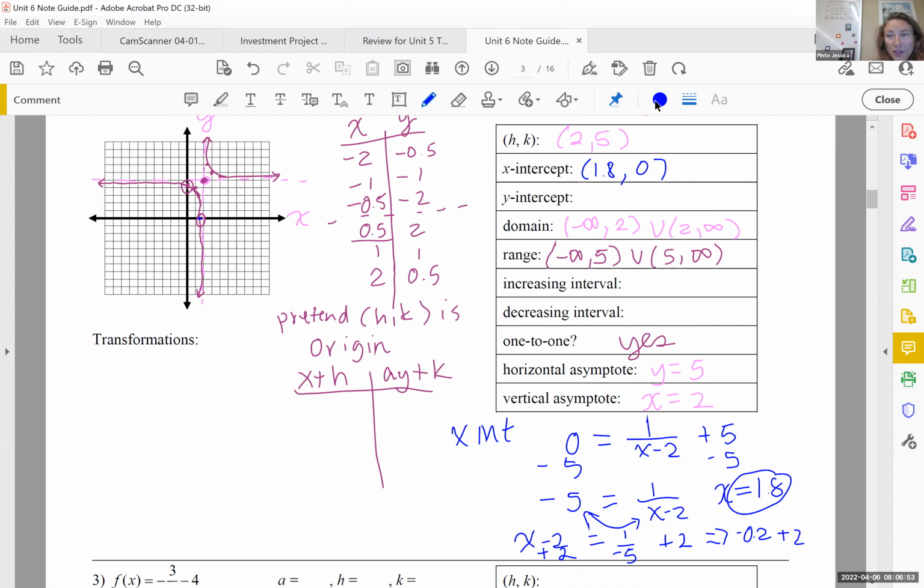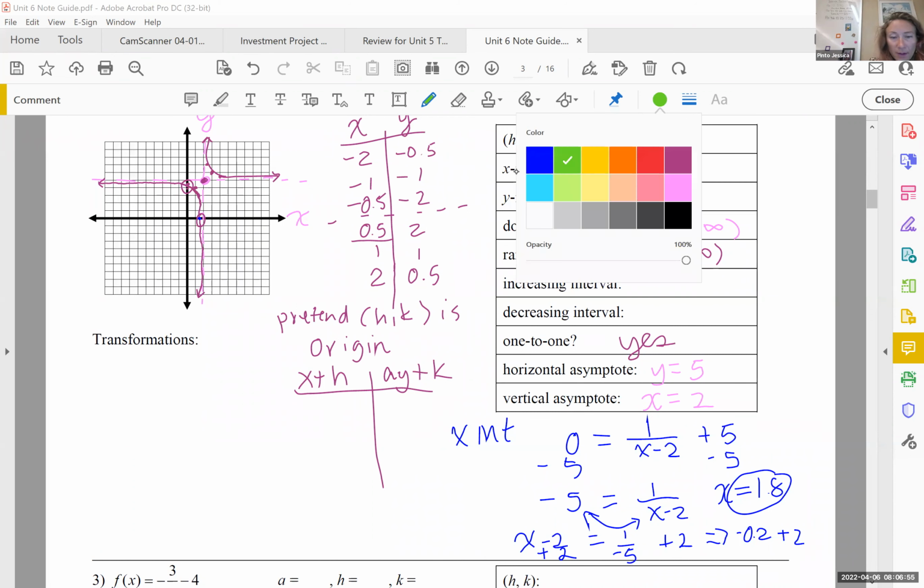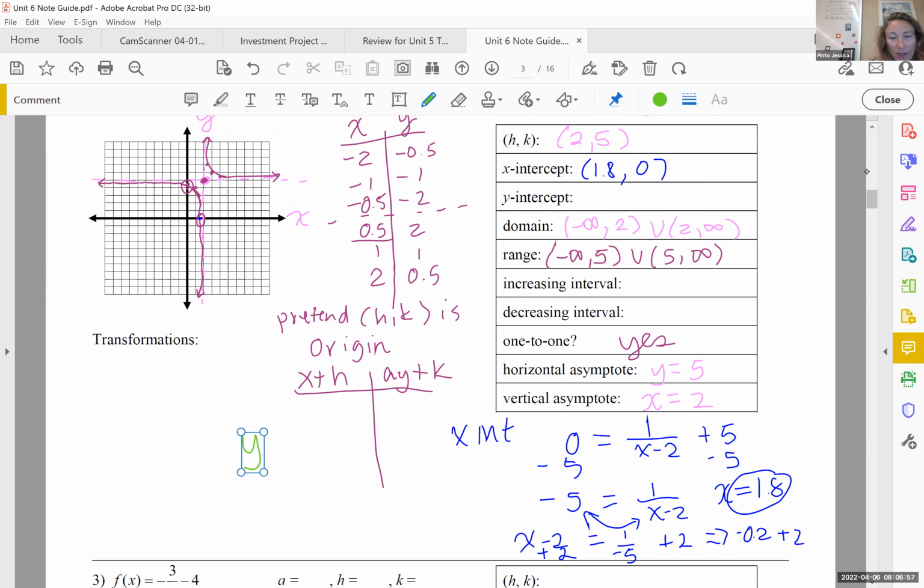So then for the y-intercept, I'm going to do that in green. And that's going to say y equals, and in this case, I just replace x with 0. 1 over 0 minus 2 plus 5. So that's going to be -1/2 plus 5. So -0.5 plus 5. That's going to be 4.5 exactly. Yay. So that says 0, 4.5.